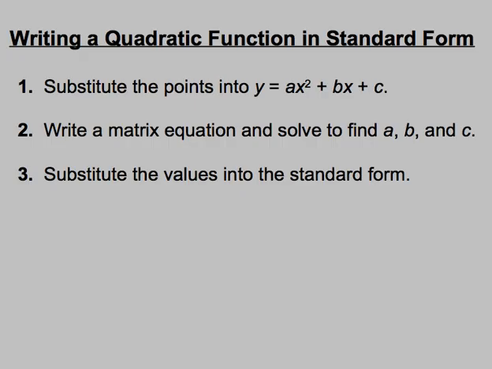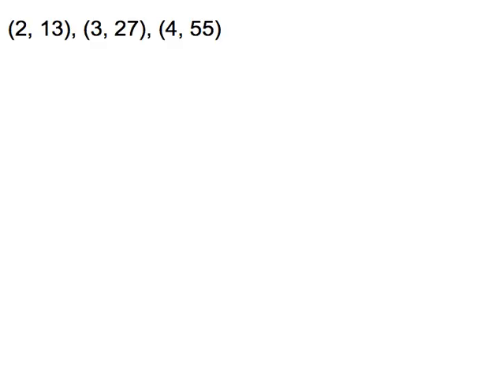Now what about standard form? Standard form is y equals ax squared plus bx plus c. We're going to actually write a matrix equation to solve this one. And we're going to substitute the values back into the standard form. So we're given these 3 points. We want to remember standard form is y equals ax squared plus bx plus c. This time we have 3 variables we have to find. We need to find a, b, and c. To start out with, I have one equation. This is the x and y for the first one.